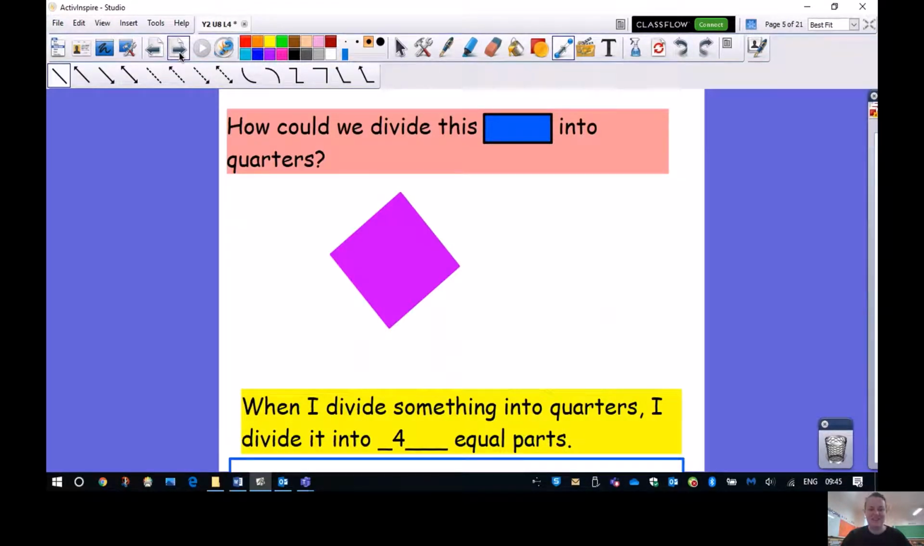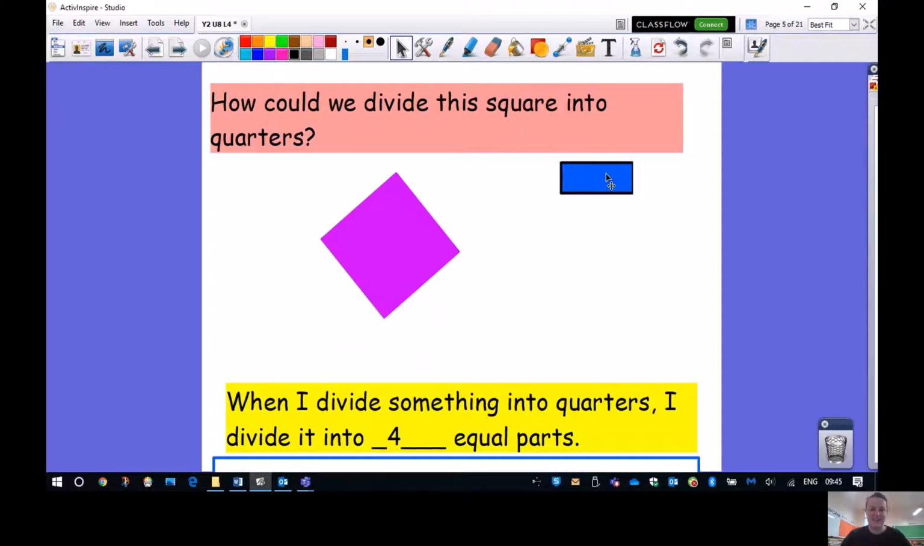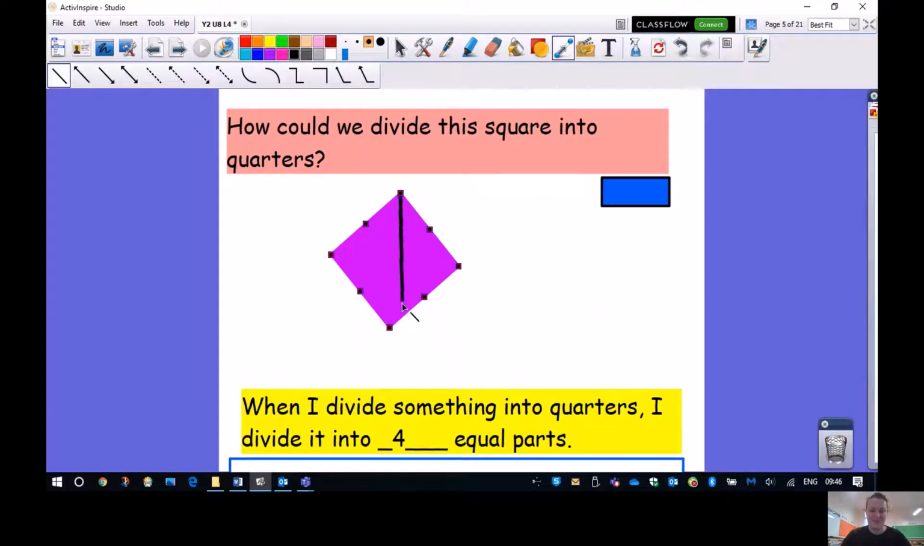How could we divide this into quarters? What shape is this? This is a square. What do we know about squares? We know we can cut them into quarters in how many different ways? In 4 different ways. So, way number 1, number 2, number 3, and number 4. And all we need for it to be in halves is to have equal parts.